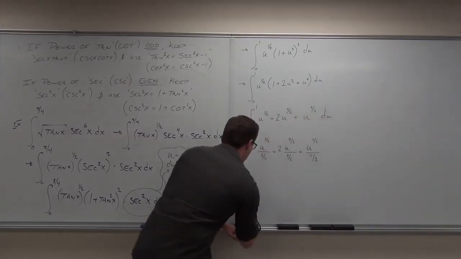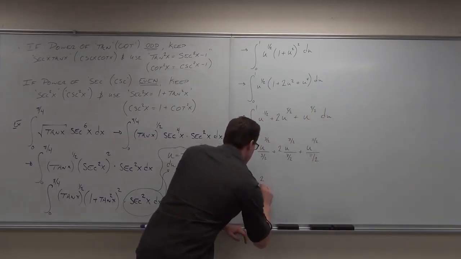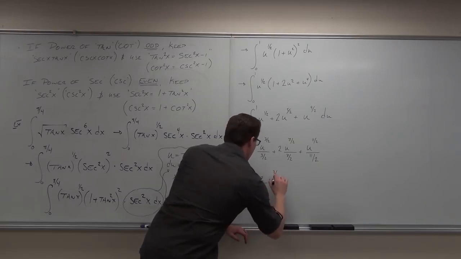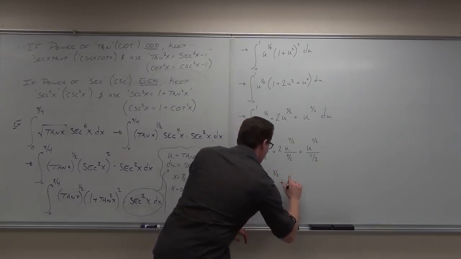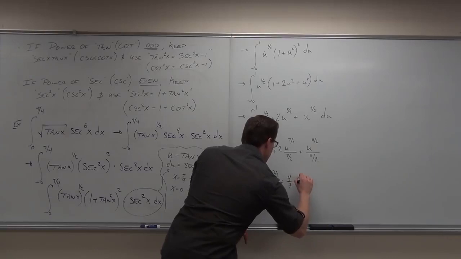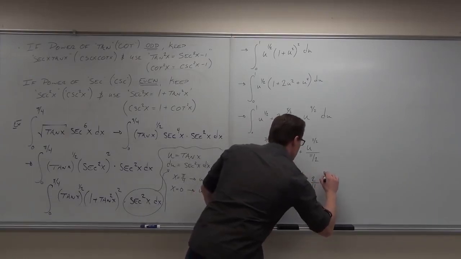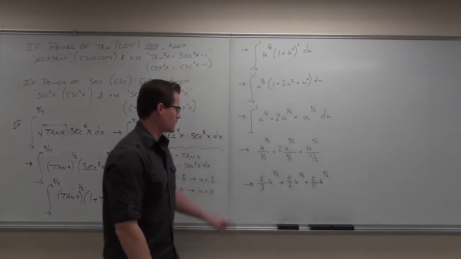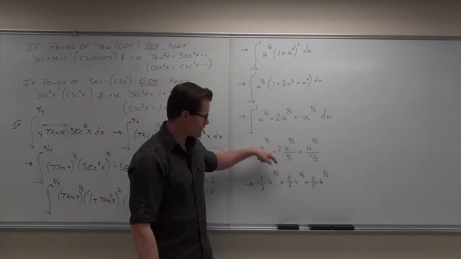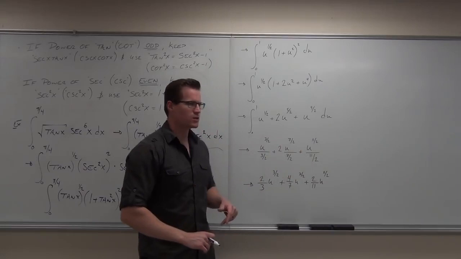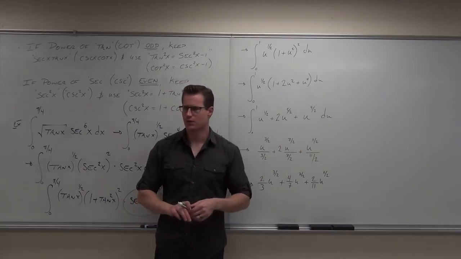So in our case, we would have 2/3 u to the 3 halves plus 4/7 u to the 7 halves plus 2/11 u to the 11 halves. The 2 moves up, gets multiplied by 2, the 2 moves up. No big deal. Quick hit note, if you're okay with that one so far.